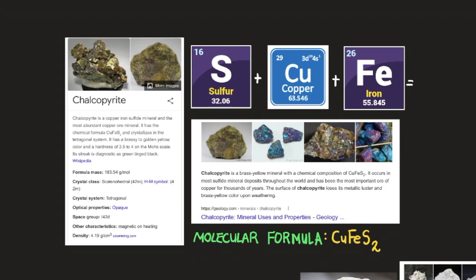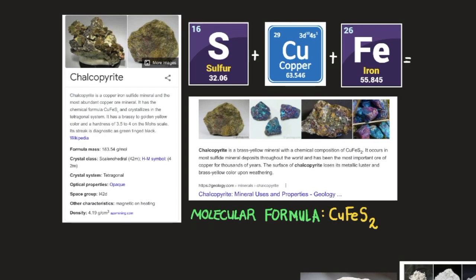The surface of chalcopyrite loses its metallic luster and brass yellow upon weathering, which is similar to the way that iron rusts, and it makes sense because iron is in this compound. So that is the molecular formula for chalcopyrite.